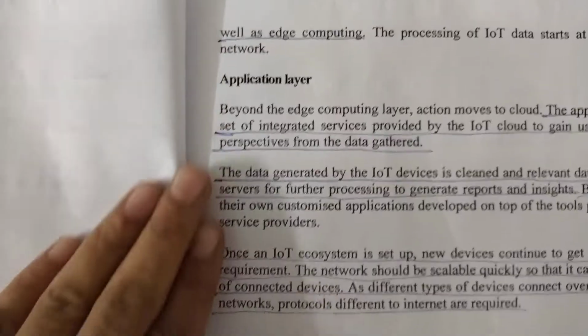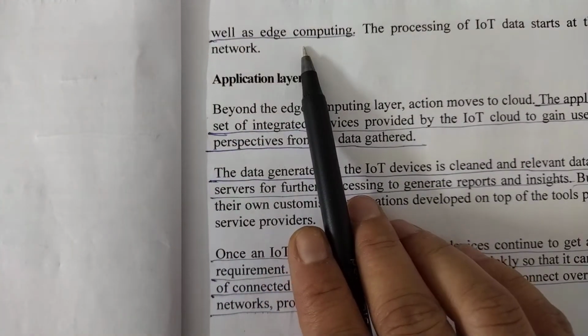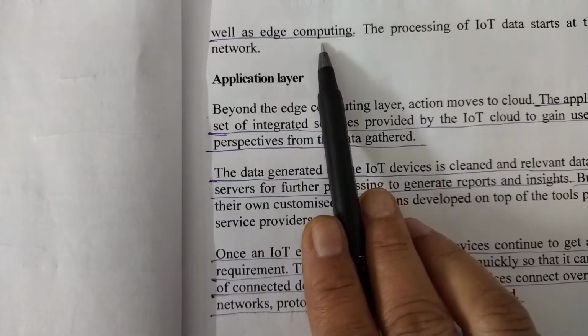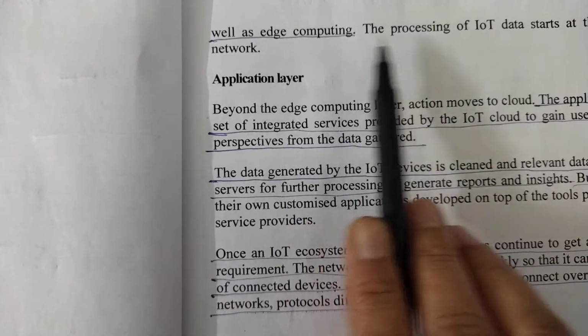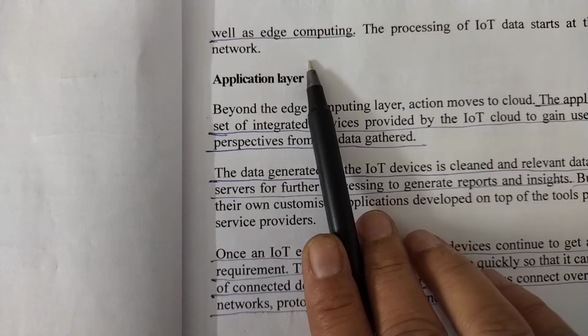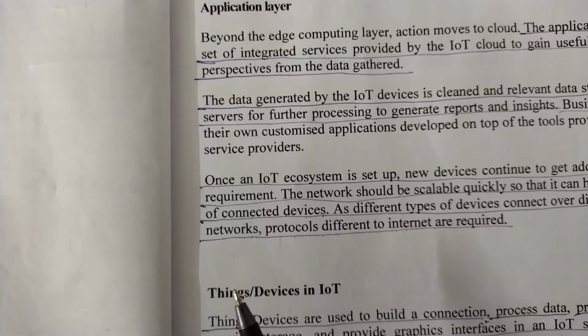As well as edge computing. Now what is edge computing? That is storing the data on the edge near the devices, that is on the internet, which is called the cloud, and then processing that data. So the processing of IoT data starts at the edge of the network, which is on the cloud, which is what you call cloud computing, right?